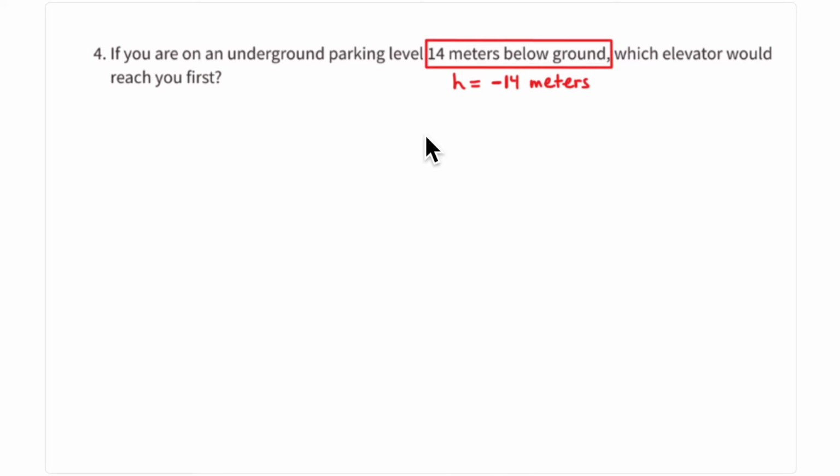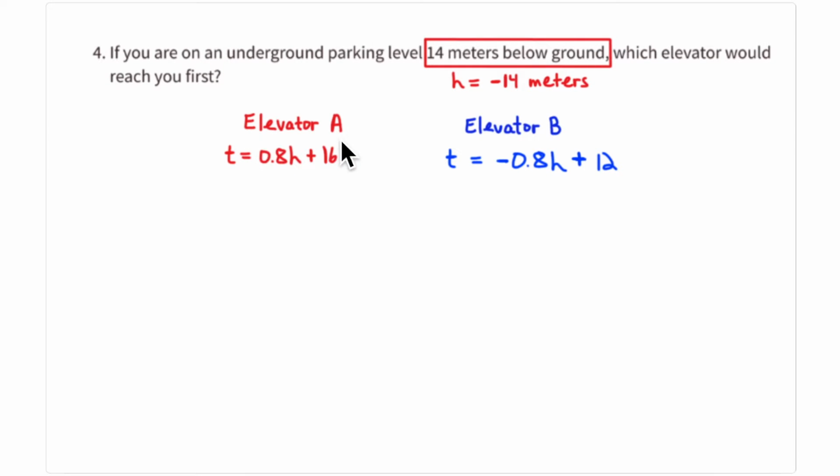Now notice, before you even start on this, that elevator A is at negative 20 meters. So it's really pretty close. Elevator B is at a positive 15 meters. So that's pretty far away. So you can look at this and kind of figure out that the math is going to show you that elevator A is going to get to negative 14 meters first.